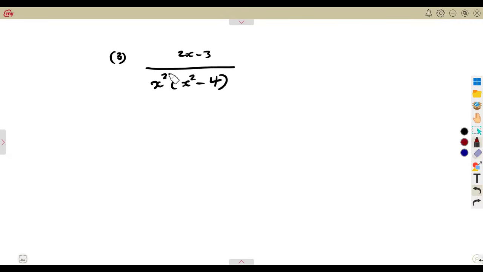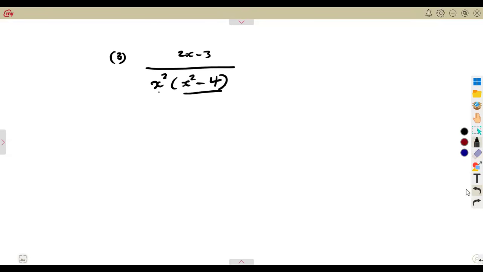Or you can consider this as a repeated linear. Remember, for a repeated linear, if you are given x with an exponent of 3, this part will increase up to the exponent of 3: a over x plus b over x squared plus c over x to the exponent of 3, like that, increasing up to the term that you're given. So it's the same thing that we can do.